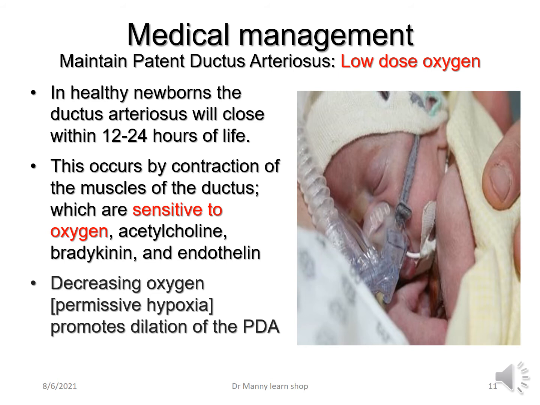In healthy newborns, as we've mentioned previously, the ductus arteriosus usually closes 12 to 24 hours after birth. This occurs because of contraction of the muscles in the ductus, which are sensitive to oxygen, acetylcholine, bradykinin and ethylene, but we're focusing on oxygen. And decreasing oxygen, which is called permissive hypoxia, promotes dilation of the ductus arteriosus, which you want to remain patent until other interventions can take place.